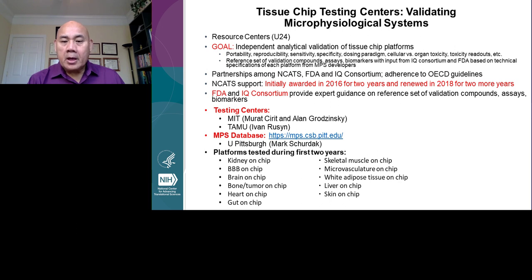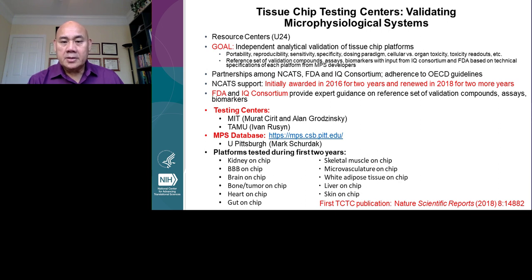And so on the bottom are the list of the various tissue chips or organs on chips that have gone through initial testing at these testing centers and validation. And just recently, the first publication coming out of the testing centers was published in Nature Scientific Reports, and that was done by the Kidney on a Chip.